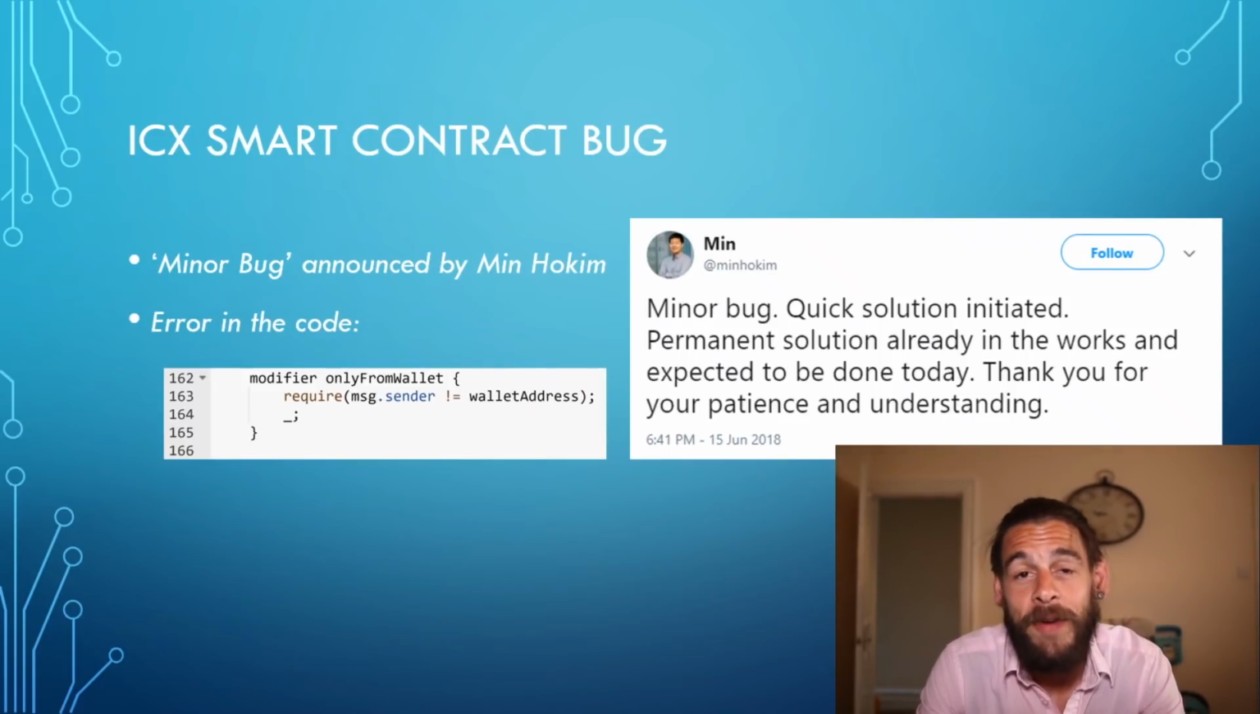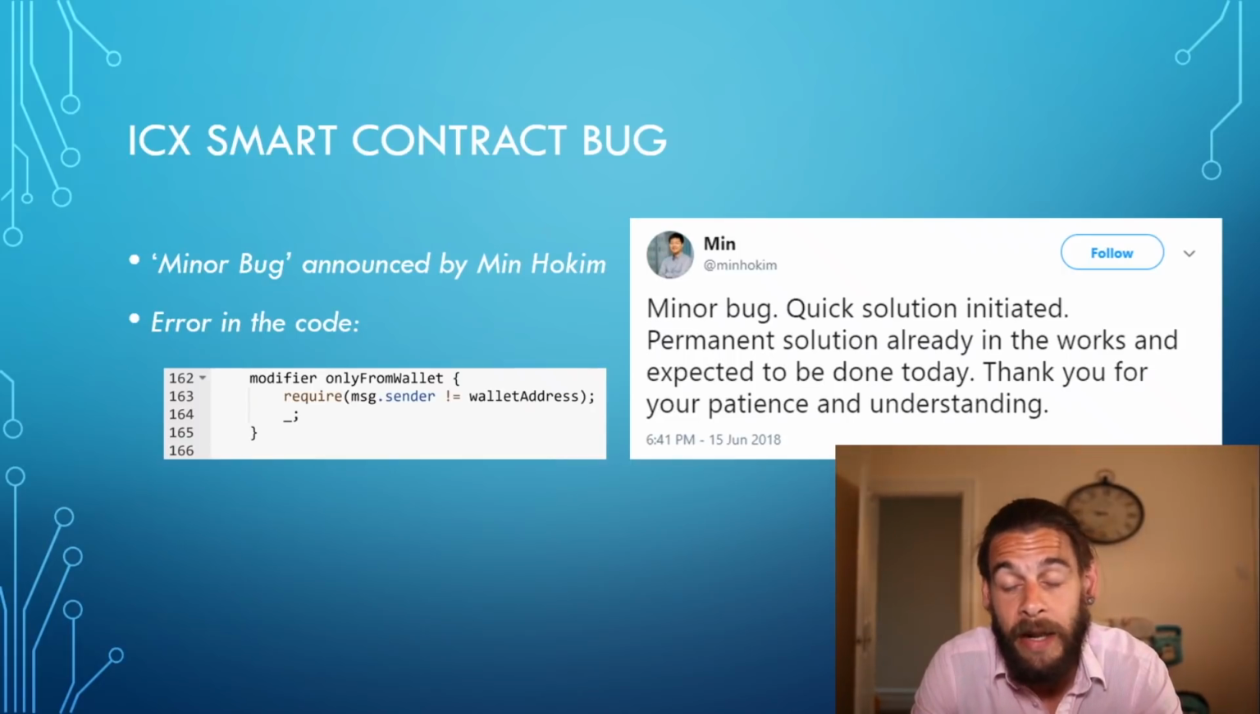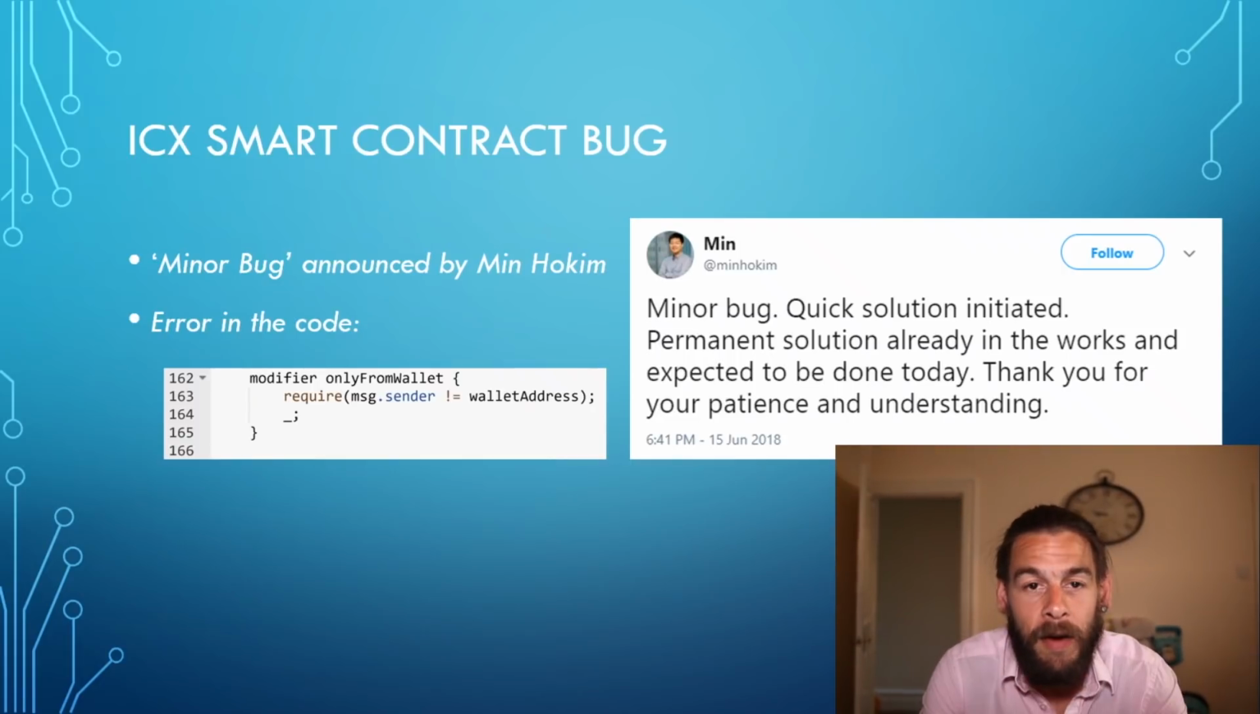Okay, so here we have a tweet from Min. He labels the bug as a minor bug, with a quick solution being initiated and a permanent solution already in the works, and thanks everybody for their patience and understanding. You can also see the error code up there. For anybody that's a coder, you will get this a lot more than what I do. I am not a coder, I am not a techie, and I had to do my research to understand what the issue was. So with that said, we'll jump over to my explanation.